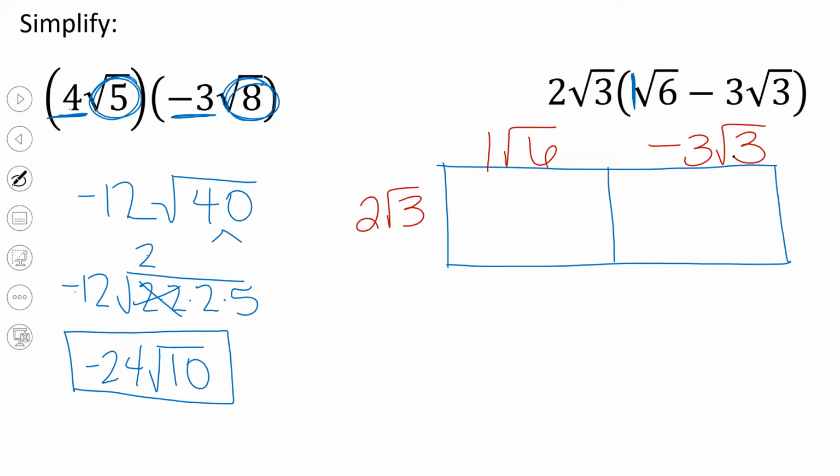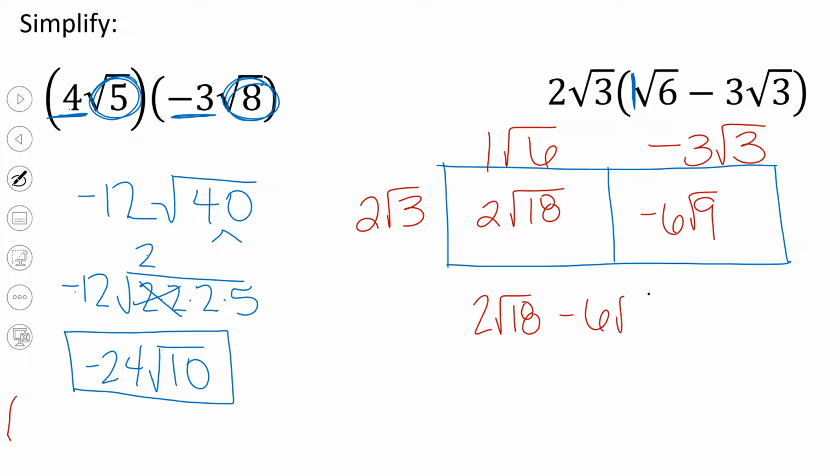So when these 2 come together here, what number is going to be on the outside when I multiply? 2. What's going to be inside? 18. Very good. Then I go to the next one. What's going to be outside? -6. And what's going to be inside? 9. Very good. Now I take them out of the box and I write them in one big straight line. 2 square roots of 18 minus 6 square roots of 9.